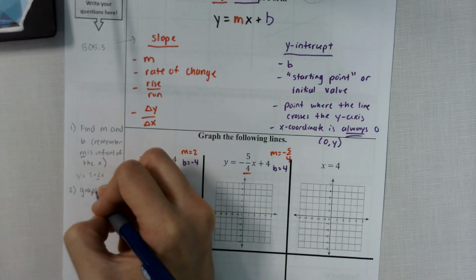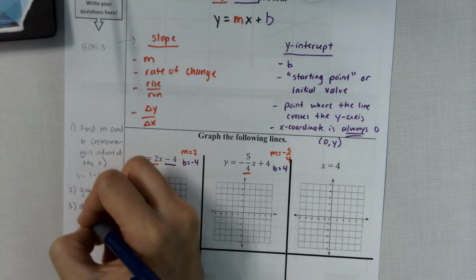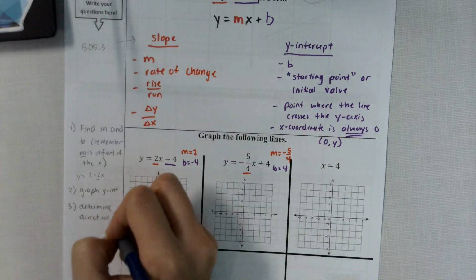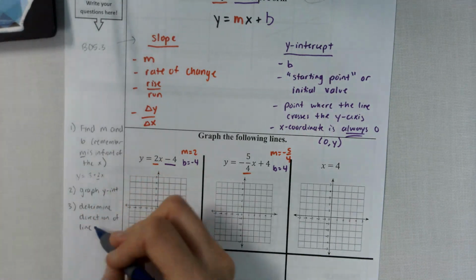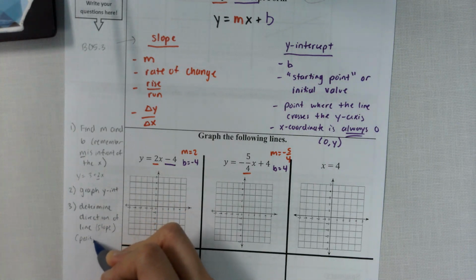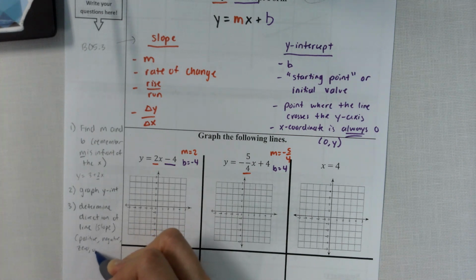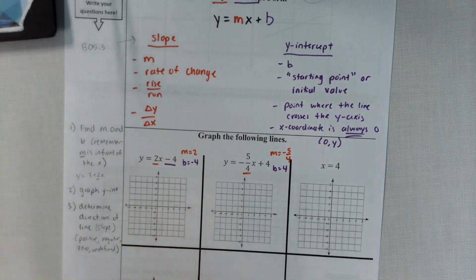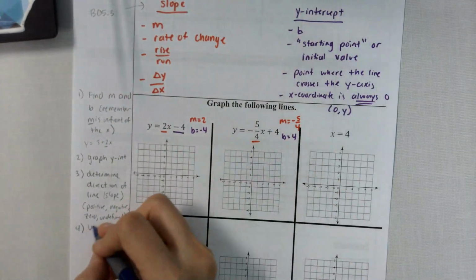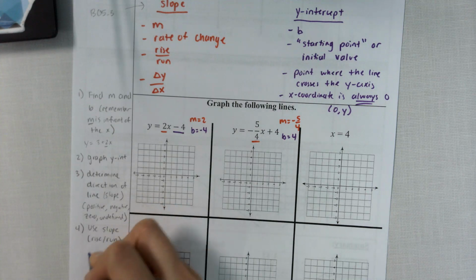Step 2, graph the y-intercept. Step 3, determine the direction of the line, the slope, and our options are positive, negative, 0, and undefined. And step 4 is use the slope, rise over run, to graph.